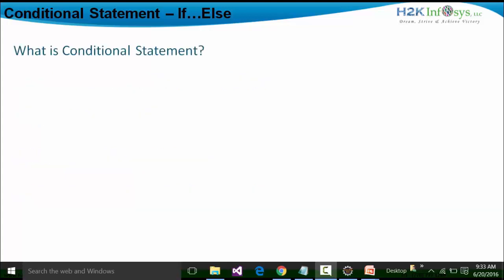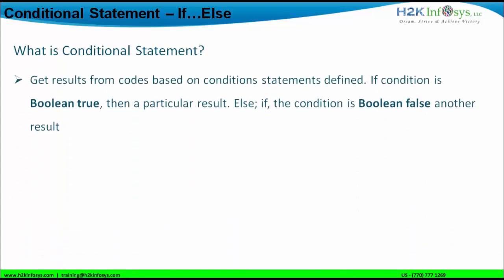So let us first understand what the conditional statement is by itself. Now, a conditional statement is nothing but getting results from code based on conditions defined. So you're getting the results from the coding or from a statement or group of statements based on the conditions that you are defining. If the condition is boolean true, then a particular result will be thrown out. Else, if the condition is boolean false, another result will be thrown out.